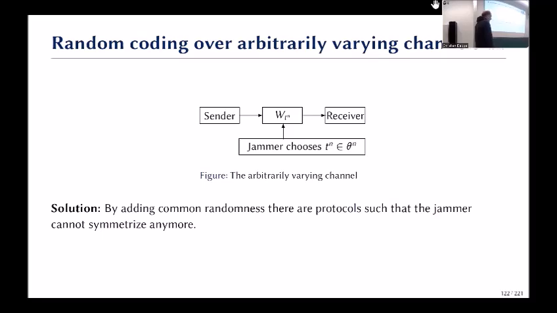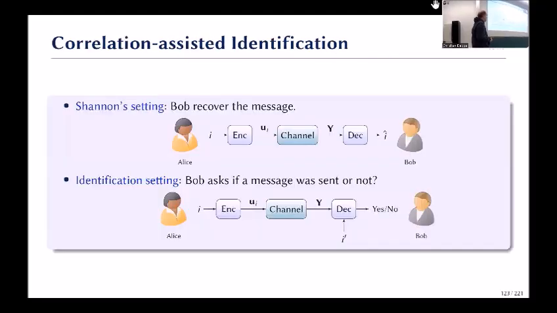And that's very nice. There exist protocols where we can add randomness in such a way that the jammer cannot symmetrize anymore. That means, only using the randomness which sender and receiver have, we can run a randomness generation, and then we can run a protocol. Such a denial of service attack is no longer possible.